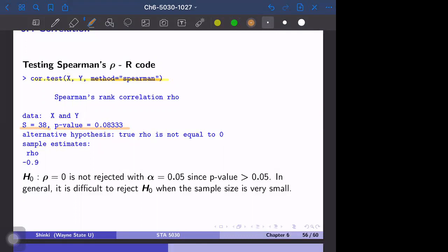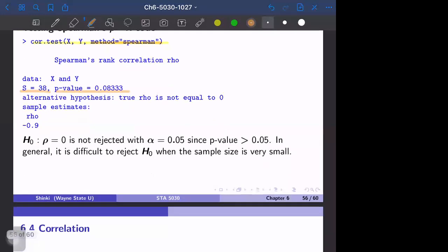So the p-value is 0.0833. So we cannot reject the null hypothesis that rho is equal to 0. Rank statistics don't have much information. It's not numeric, just order. So we don't have much information. With 5 observations, it's probably difficult to reject unless we have a very obvious relationship between X and Y. So even if rho is negative 0.9, we cannot reject the null hypothesis that rho is equal to 0.